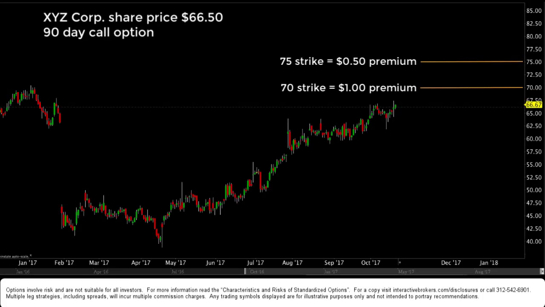An investor is moderately bullish on the short-term prospects of the stock and expects it to rise by the time options expire by more than 10%. In order to reach the $70 strike price, the shares must rise by 5.2%. In order to reach the $75 strike, its shares must rise by almost 13%.